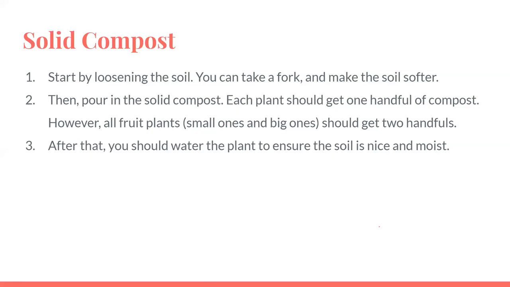To give solid compost to the plants, first you have to loosen the soil that you're going to give the compost to. You can take a fork and make the soil softer. Then you have to pour in the solid compost. Each plant should get about one handful of compost, but all fruit plants, big and small, should get 2 handfuls. After that, you have to water the plant and make sure the soil is nice and moist.